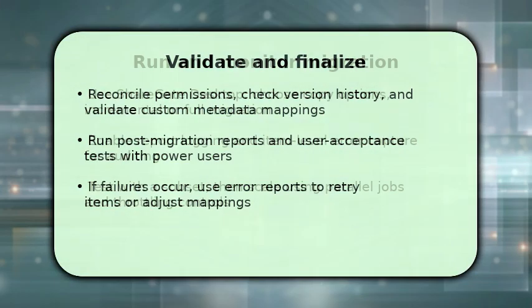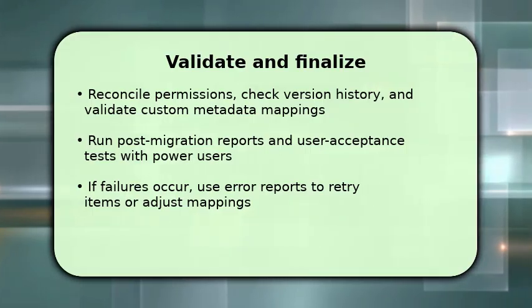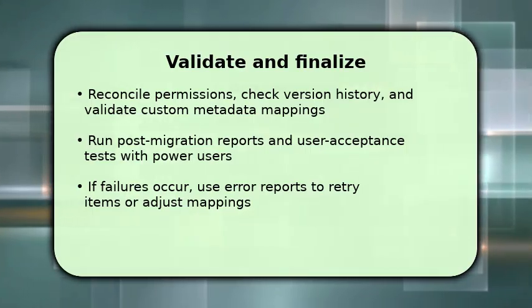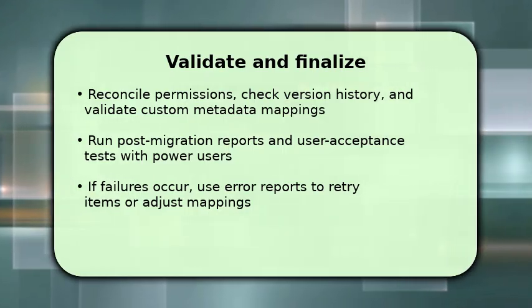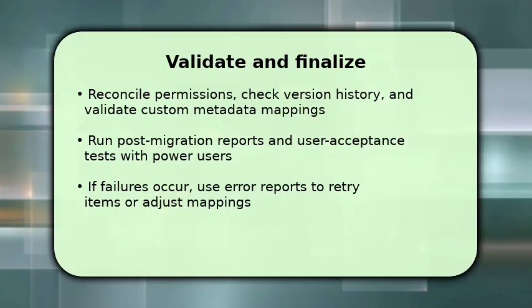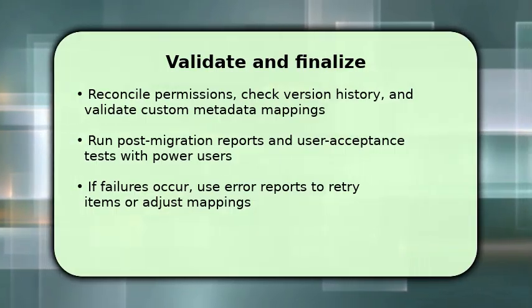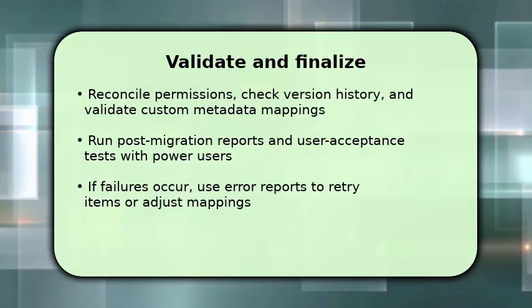You finish by running Sharegate reports to compare source and target counts for files, versions, and permissions so you can reconcile discrepancies. Once done, perform user acceptance tests with key users to confirm functionality and re-enable workflows and custom features.